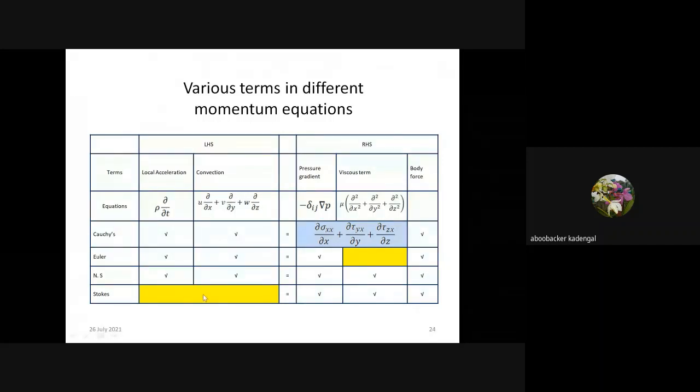And Stokes is no inertia. It is for very slow or creeping flows, where we ignore the acceleration. In such cases, only these terms are there. So this is the Stokes equation. So all the popular equations, by picking the required terms, you can write from this table.